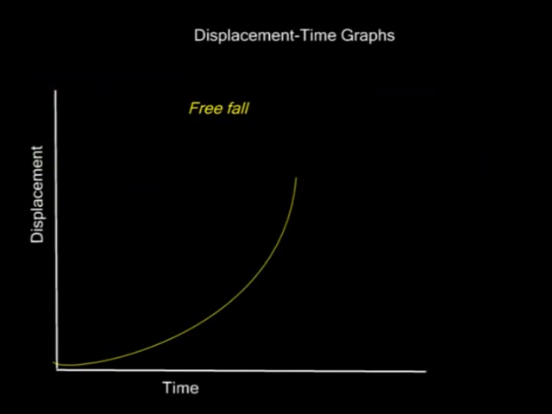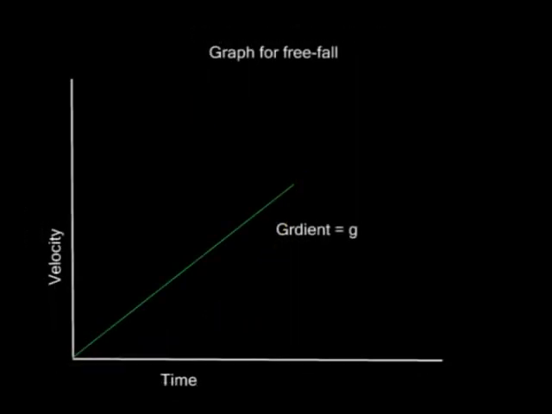The motion graph for free fall is shown on your screen. This graph shows that the displacement of the body changes increasingly for equal intervals of time. The velocity of a body released from a height h increases every second by about 10 meters per second. The velocity-time graph for such a body is a straight line passing through the origin as appears on your screen.